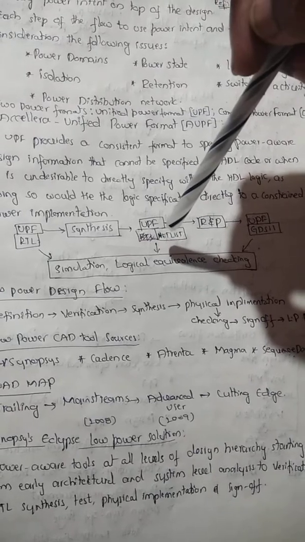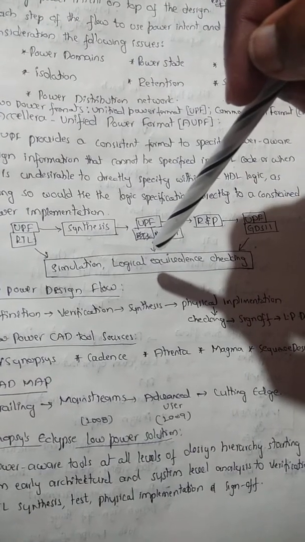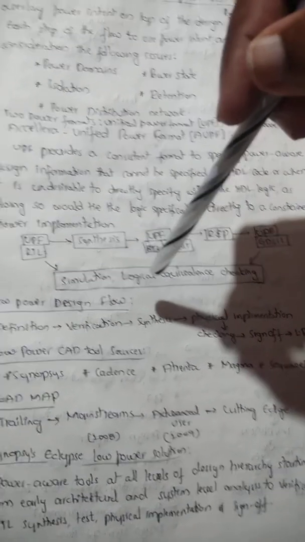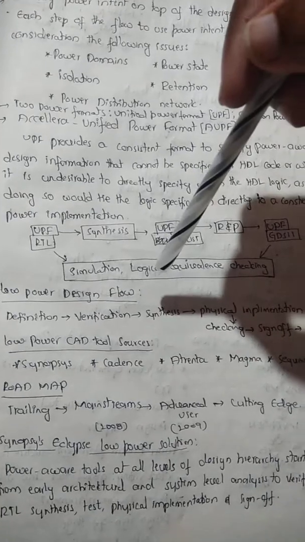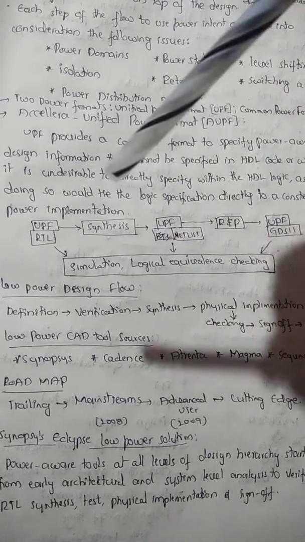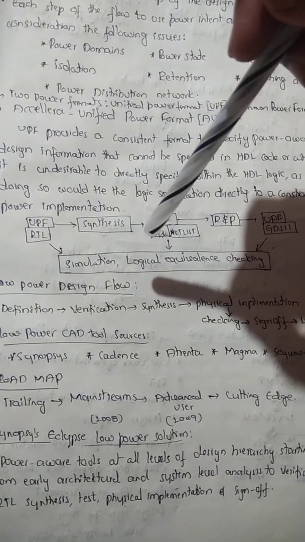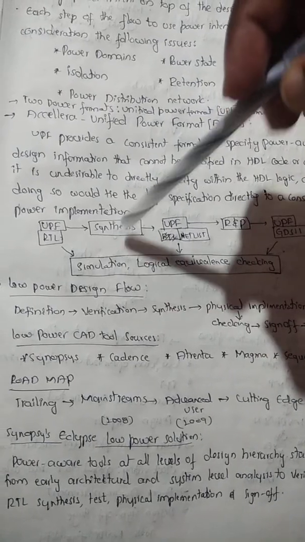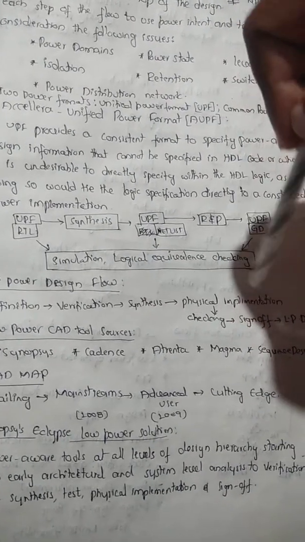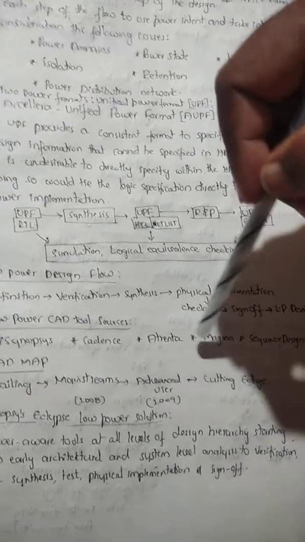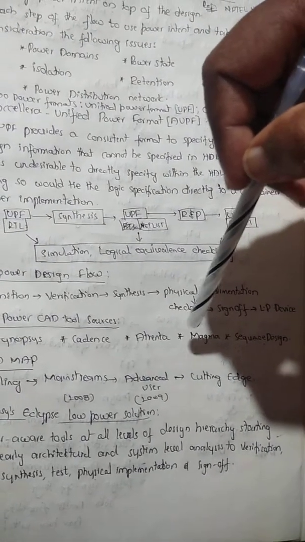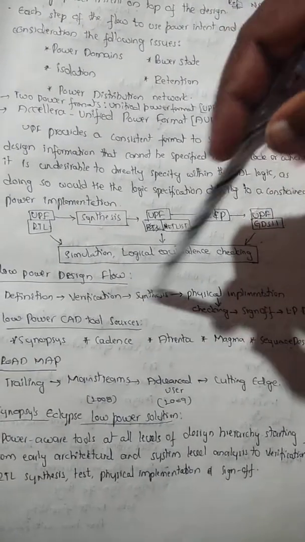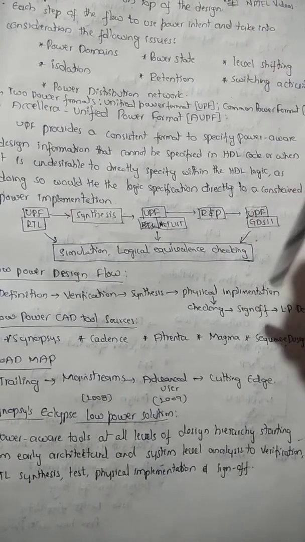Next, coming to the physical implementation, we are supposed to concentrate on power switch planning, power network implementation, and voltage areas. Power-aware placement, clock gating, and clock tree synthesis are also done in physical implementation. Next, coming to the checking, here we do low power formal rule checks, then the power analysis, and at last the low power device is developed.